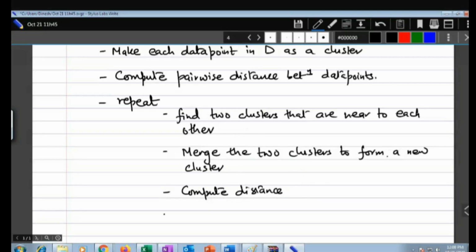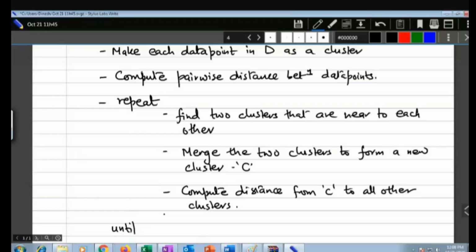Let's say we merge the two clusters to form a new cluster. Let's say we merge C. Then compute the distance from C to all other clusters. And then what will be the break condition?